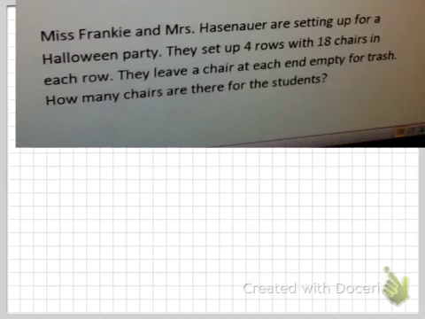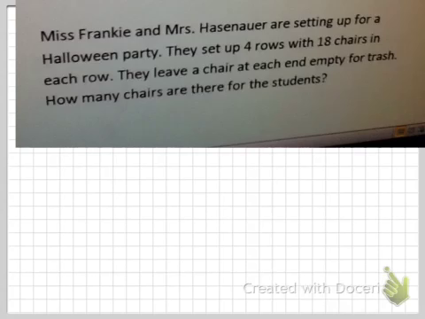So, for example, I have this first problem here. It says Miss Frankie and Mrs. Hasenauer are setting up for a Halloween party. They set up 4 rows of 18 chairs in each row. They leave a chair at each end empty for trash. How many chairs are there for students?